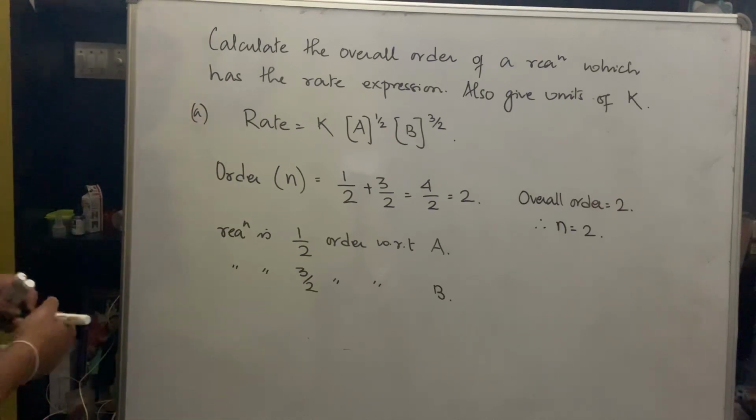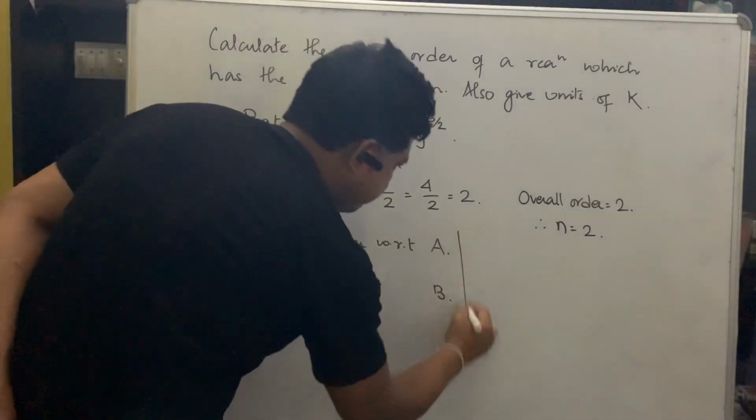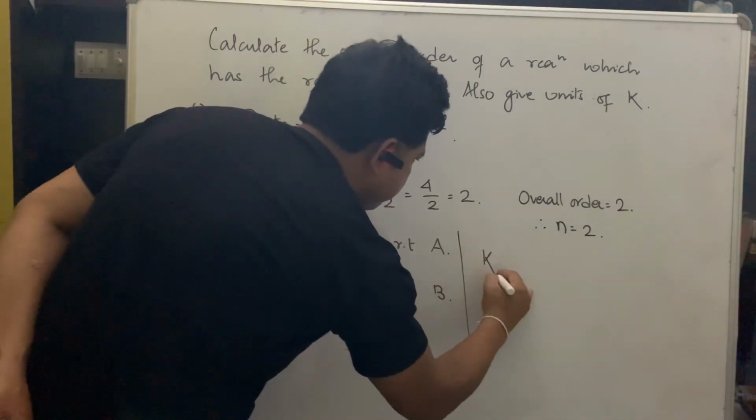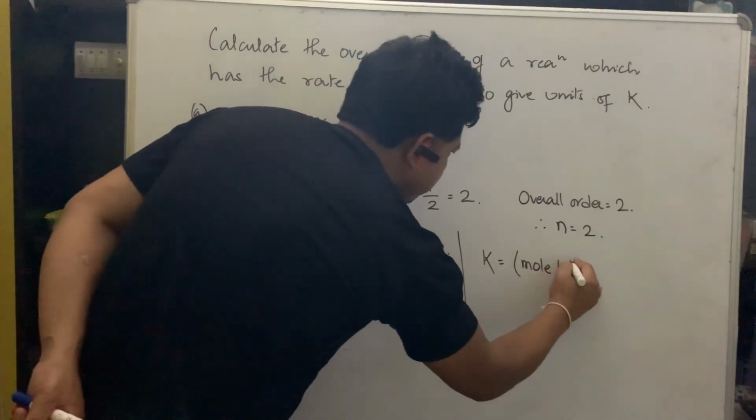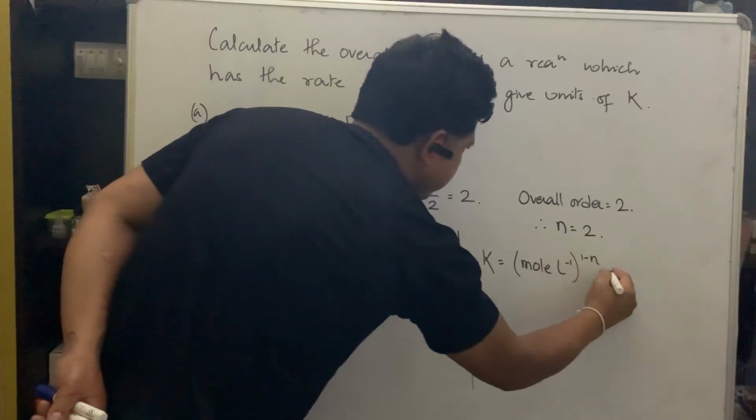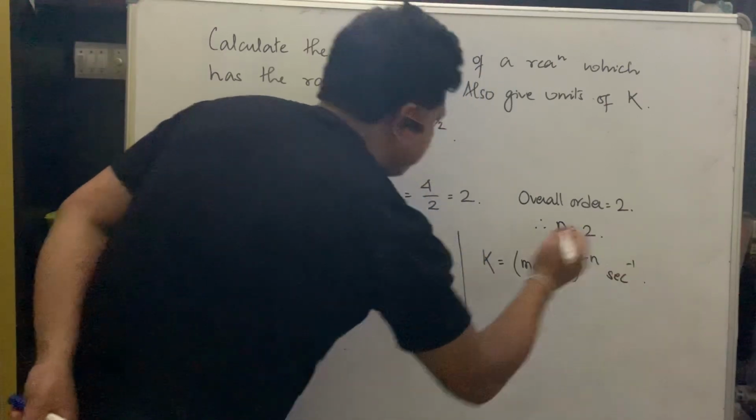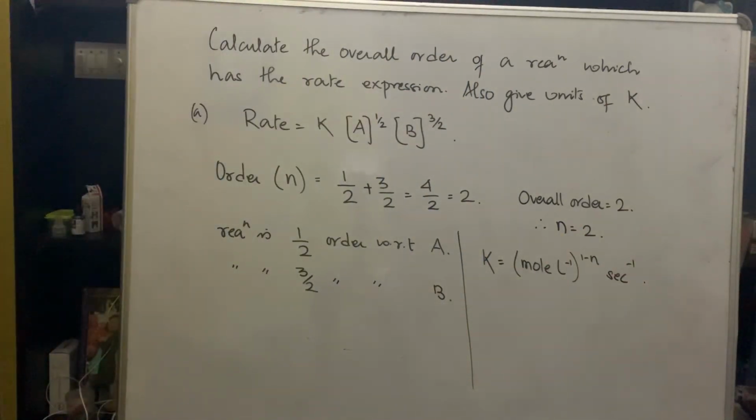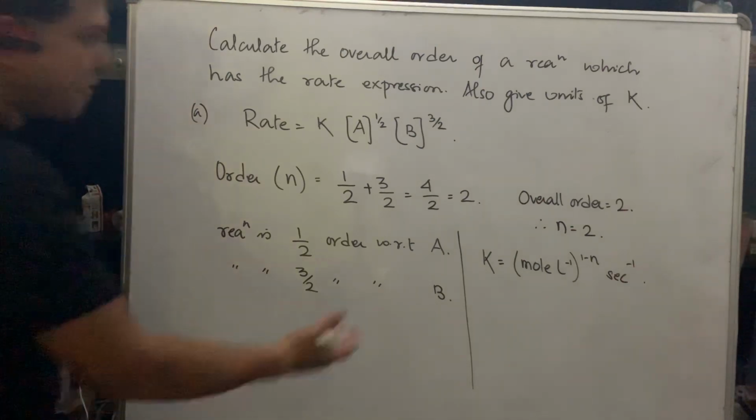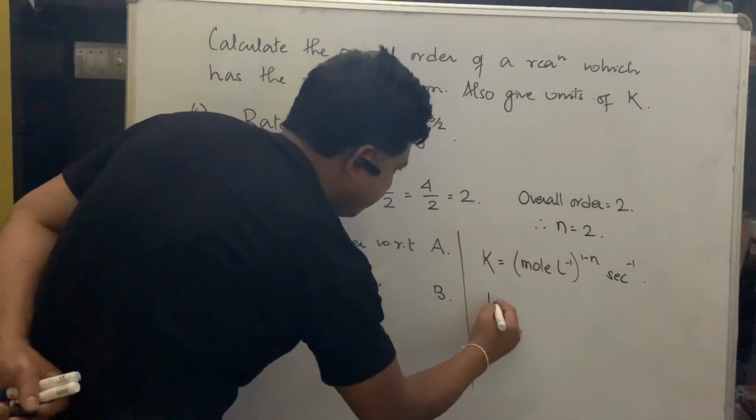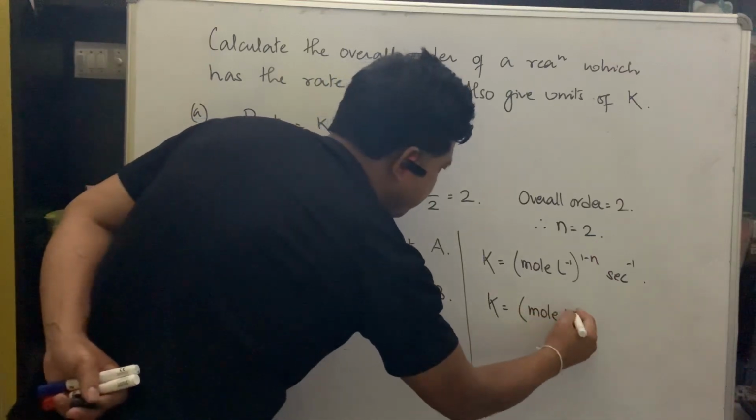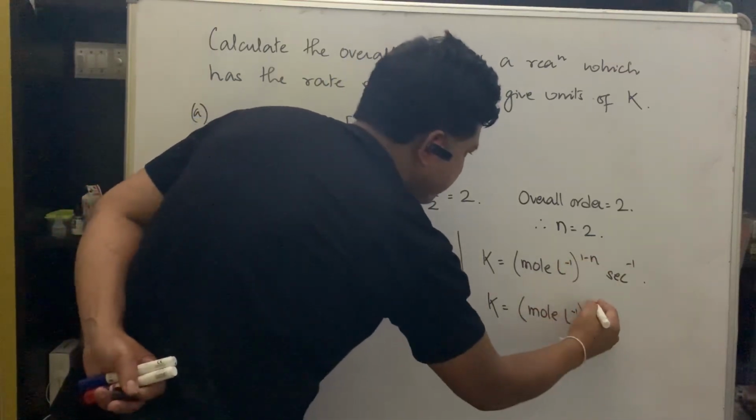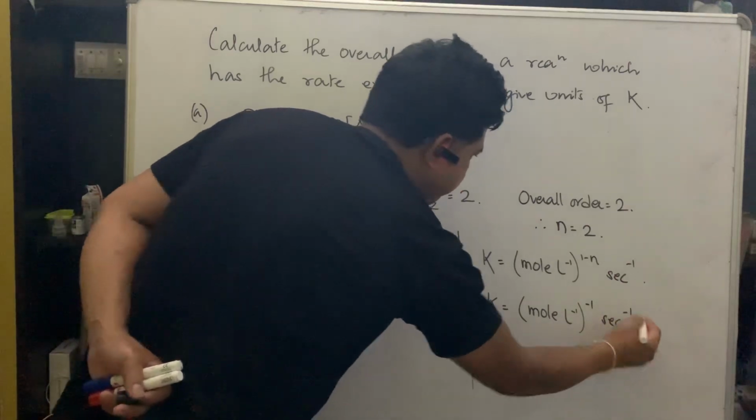Now the next part, let us come to the units of K. What is the general expression? It is mole per liter to the power 1 minus n, second inverse. So here what is the value of n? The value of n will be 2. So K will be equal to mole per liter to the power 1 minus 2, which is minus 1, second inverse. So I'm not memorizing it.